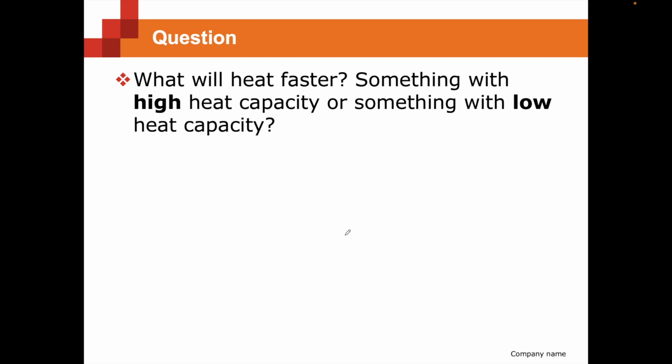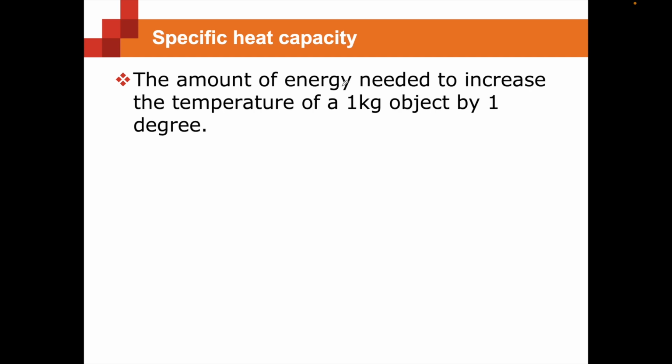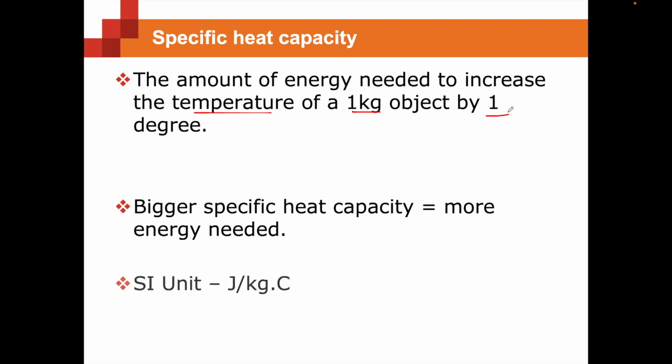So, question then, what will heat faster? Something with a low heat capacity or something with a high heat capacity? You'll find something with a low capacity will heat faster, because if you had a high capacity, it will take longer to heat it up because it can handle more energy, more heat. So, specific heat capacity is the amount of energy needed to increase the temperature of a 1 kilogram object, and we're going to stick to 1 kilogram just to keep things fair, by 1 degree. Whether it's Celsius or Kelvin, 1 degree is 1 degree. More heat capacity, more energy needed.